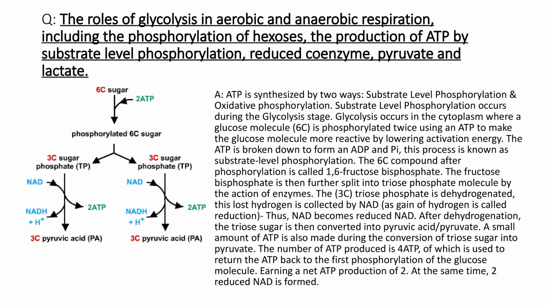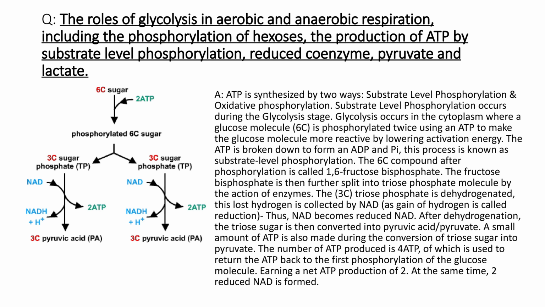ATP is synthesized in mainly two ways. The first of which is substrate level phosphorylation, and the second one is oxidative phosphorylation. Substrate level phosphorylation occurs during the glycolysis stage. Now, what is glycolysis? Glycolysis occurs in the cytoplasm, where a glucose molecule, which is a 6-carbon molecule, by the way, the molecular formula of glucose is C6H12O6.